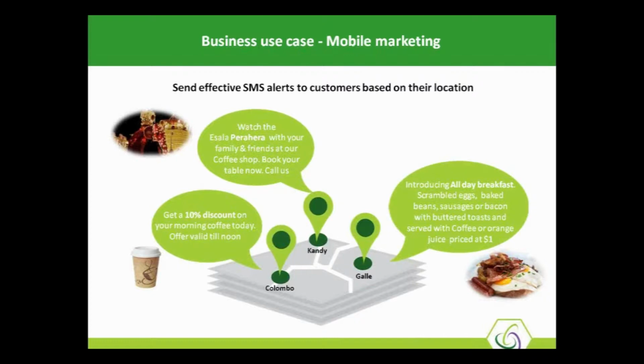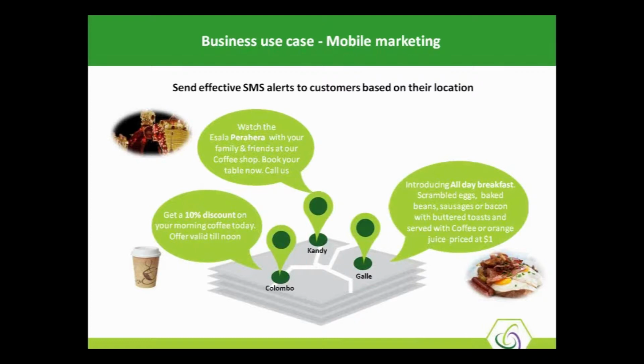Imagine you have to write an application for the coffee shop. How can I do it? If I send 3 messages to all my subscribers, does it make any sense? Now, if I do that, I'll be sending the 10% discount SMS not only to Colombo subscribers, I'll be sending it to the person who is in Galle, which is not relevant. So using location-based APIs, what I would do is send the 3 messages only to relevant customers.